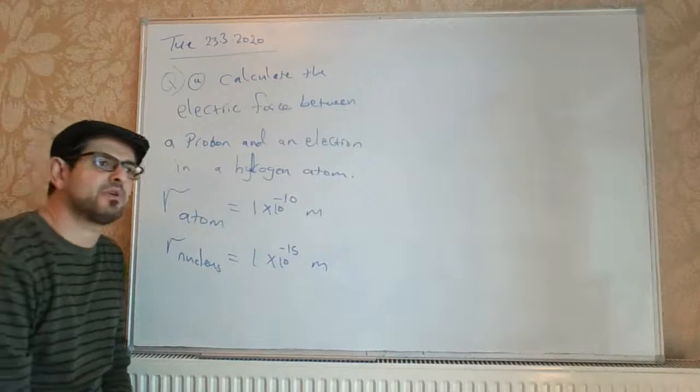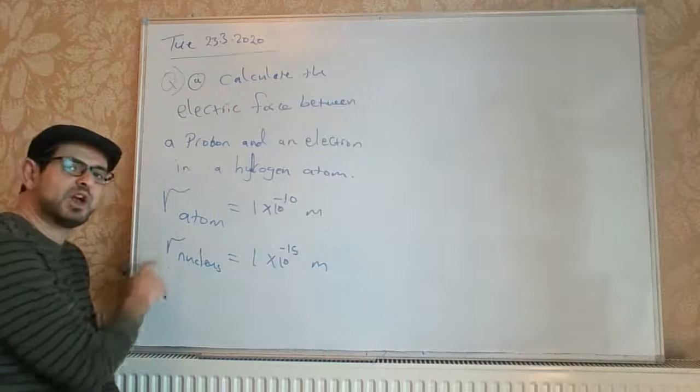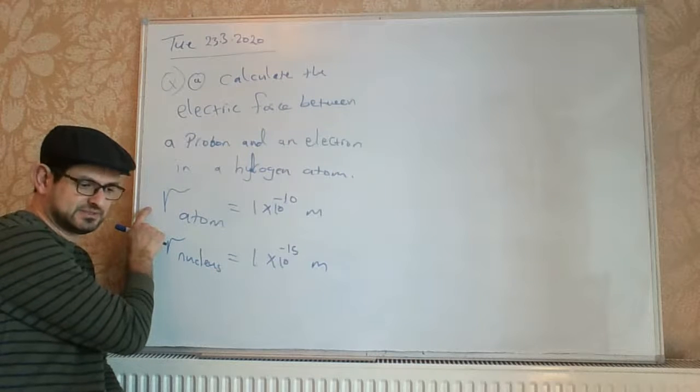But the radius of the atom means the distance between the proton and the electron. So this is what is needed, not this. He may give you these two just to trick you. You don't need to use this, you just need to use this.